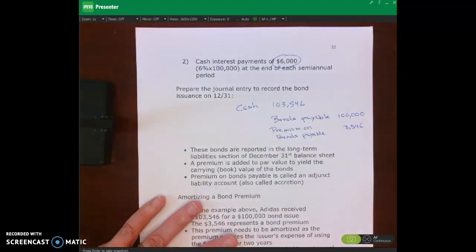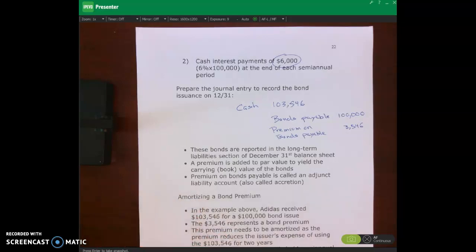Okay? With our discount, with our premium, it's not good or bad. It's just a function of the time delay between getting authorization to issue the bonds and then issuing the bonds, and the fact that the market rate can change during that time period. That's all it is. It's not good. It's not bad. It's just a function of the market rate changing.